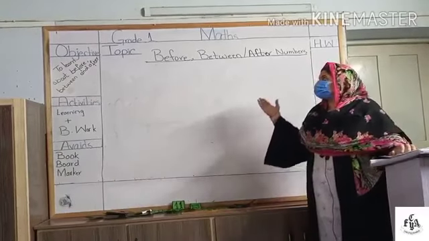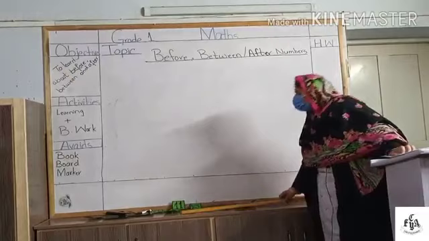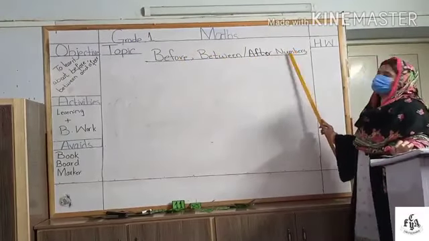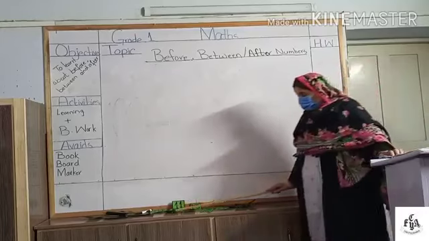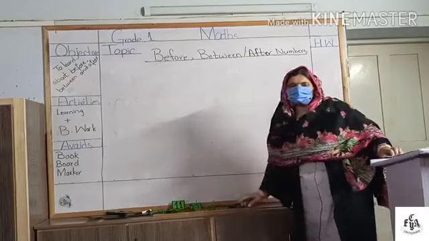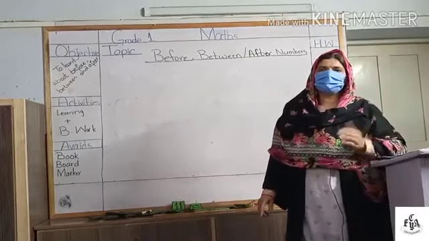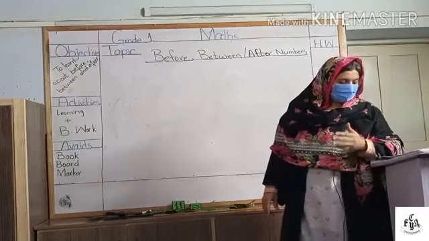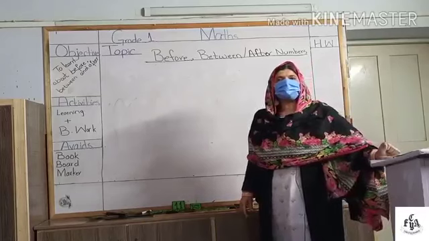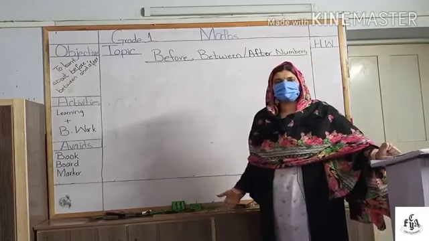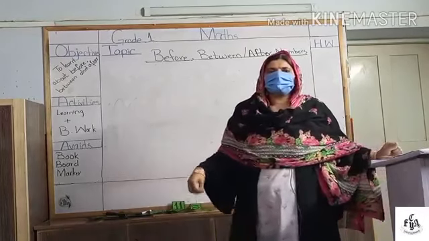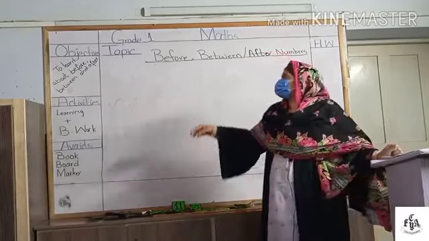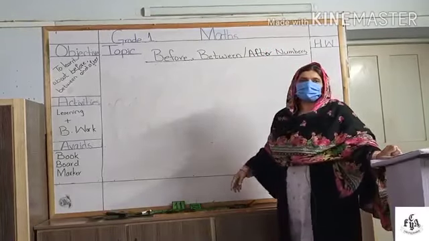Going to start our next topic. The topic name is before, between and after numbers. Before doing some things, I tell you, in your previous topic, you have already done counting. If you have done counting and you learn counting, you will easily understand this topic.